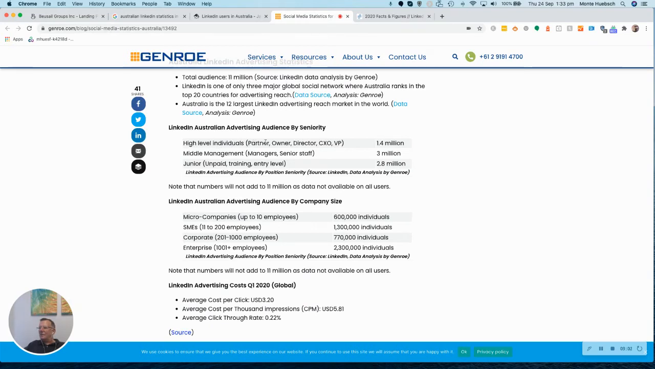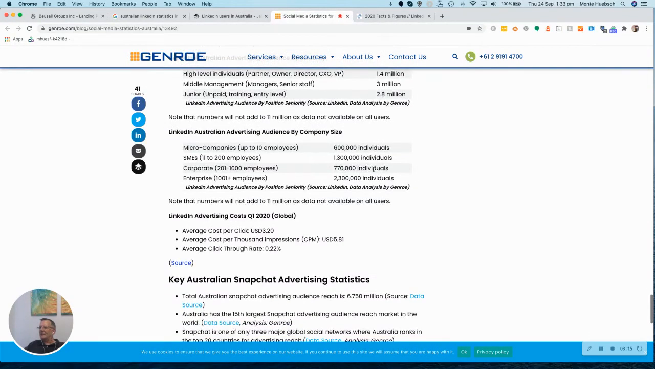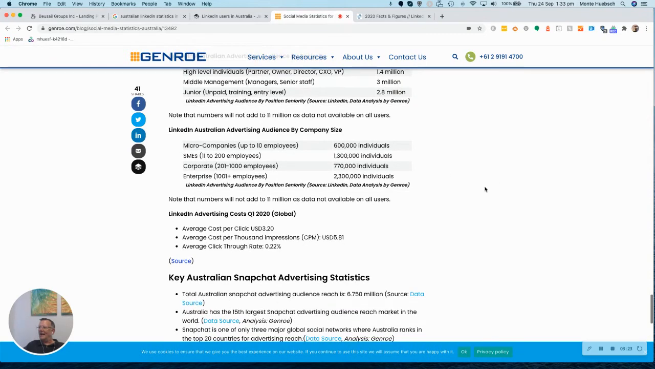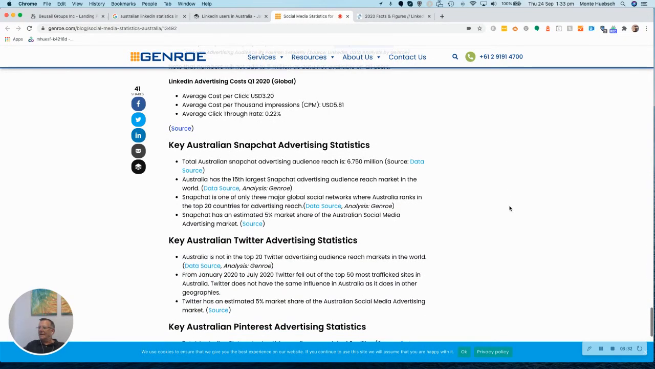highest level individuals, partners, owners, and directors, 1.4 million, middle management, 3 million, and junior level, 2.8. So you can start to see, and then here you can see the companies. Micro companies, 10 or less employees, 600,000, 1.3 million in the 11 to 200 range, corporate, 770,000 in the 200 to 1,000, and enterprise clients, 2.3 million. Look at that, 2.3 million. So if you're looking for enterprise, the big end of town, LinkedIn is your place to be.